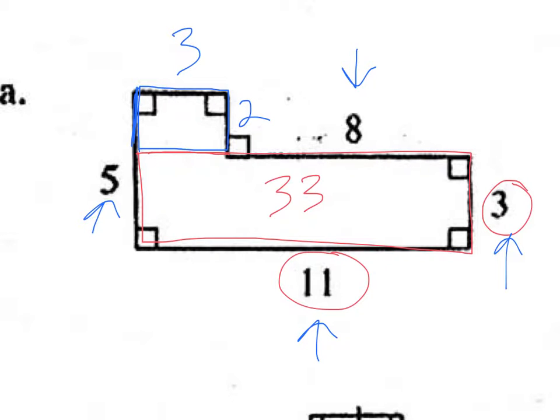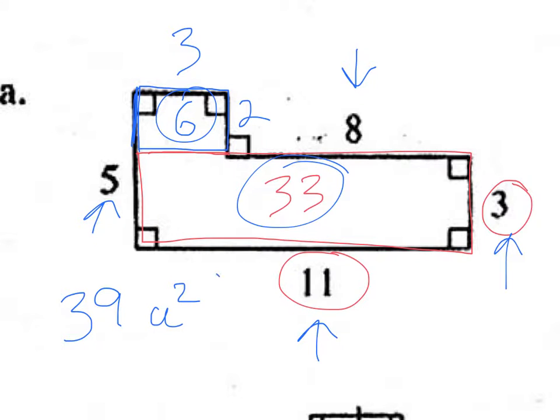And then 5 minus 3 would give us this dimension, which would be 2. So that gives us a rectangle that's 3 by 2. 3 times 2 is 6. So we add 6 plus 33 and end up with an area of 39. We don't have any units, so we'll just call it units squared. And that's how we find the area of this composite shape. If you're laying carpet, this would be a thing. Rooms aren't made in perfect rectangles, but you still have to know how much square footage you're laying.